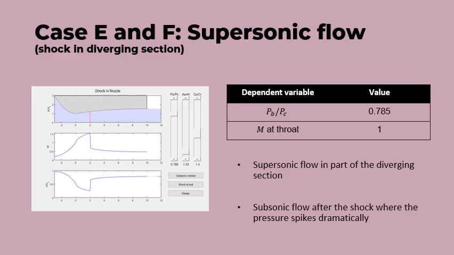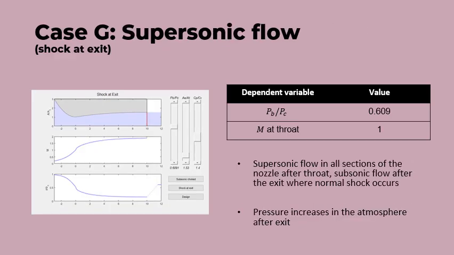The flow is supersonic in the diverging section after the throat, where it reaches the shock and suddenly decelerates. Here, the pressure spikes higher dramatically, and the flow becomes subsonic for the rest of the diverging section. This is similar to cases E and F. At a pressure ratio of 0.609, the shock wave reaches the exit in our model. We can see that the supersonic flow is present in all sections of the nozzle after the throat, and subsonic flow occurs after the exit shock.